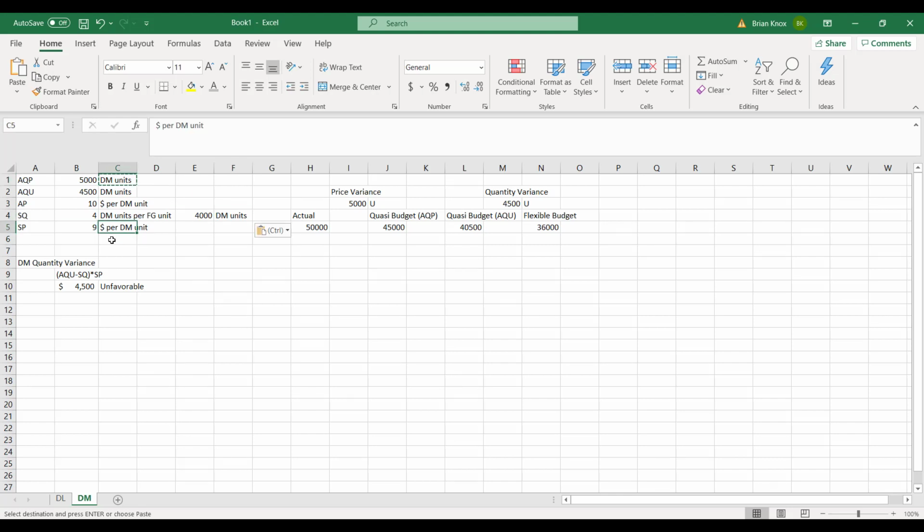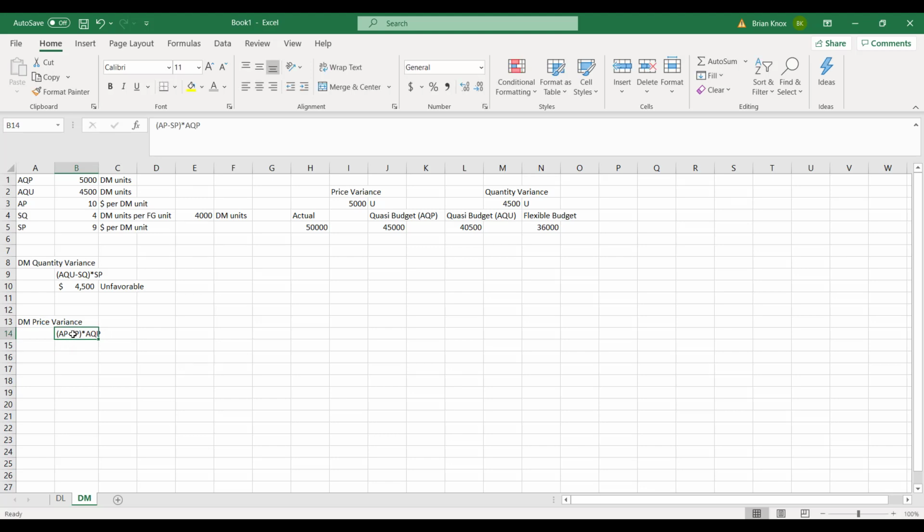$10 was the actual price. $9 per direct materials unit is what we would have expected. And so this is an unfavorable variance. We can go ahead and run this down over here too. Price variance. And we can copy this down and change it up a little bit so we can use it for the price variance.